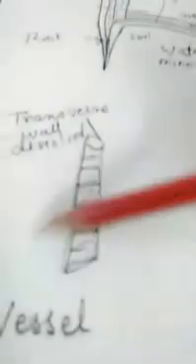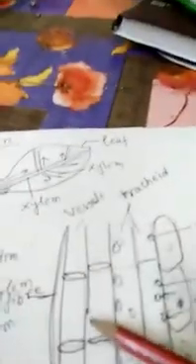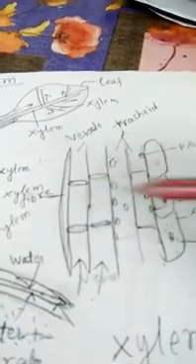They are arranged like this. See, these are the vessels. These vessels are here. You can see these vessels. Their end walls are open. Water can move in the upward direction.